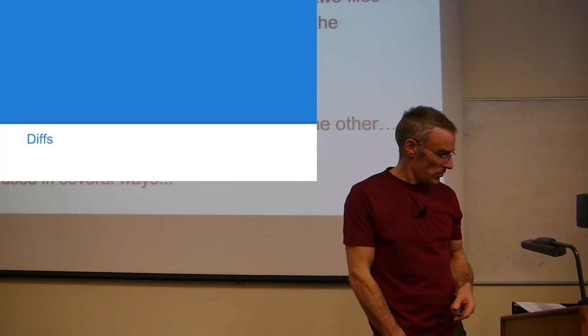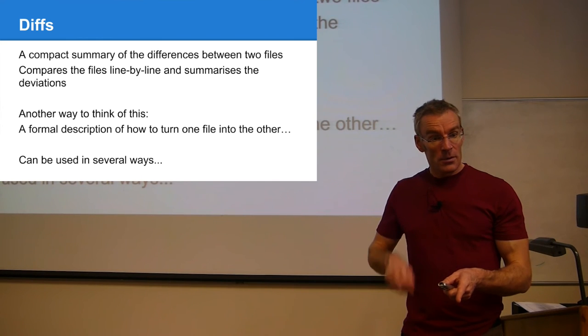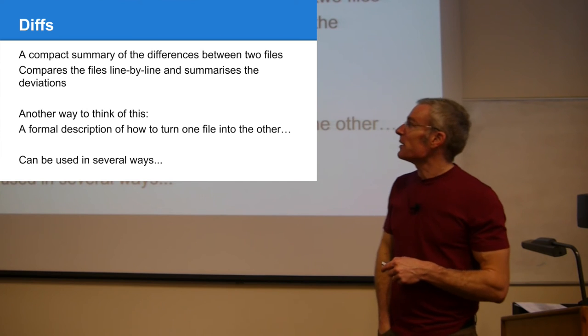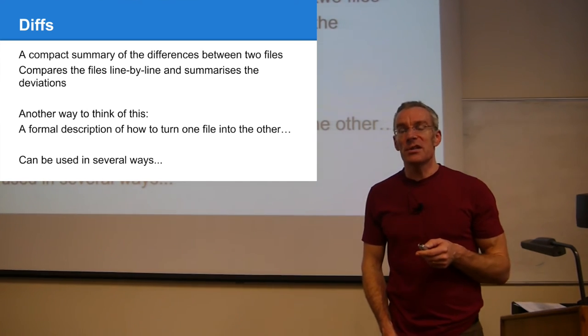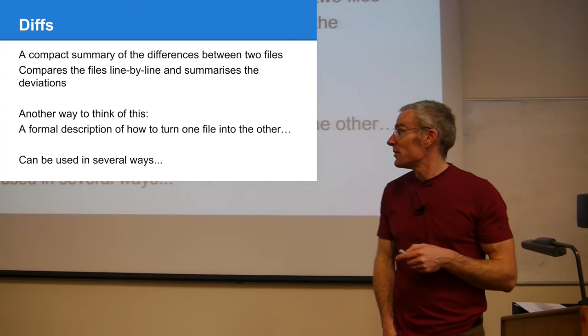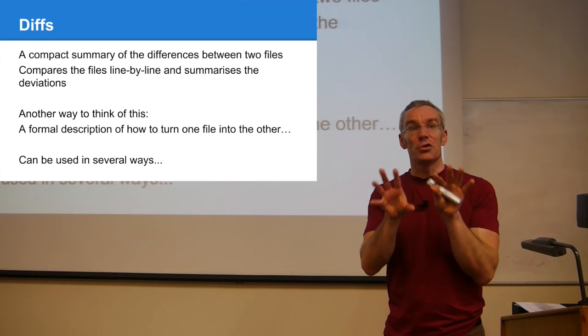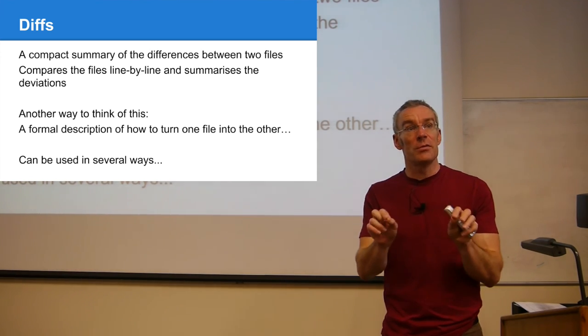Diffs. Just do a quick time check on there. We're good. Diffs, really quick, is a summary of the difference between 2 different files. That's all it does. Unix has a diff command as well. Git has a diff command. It compares 2 files or 2 versions of the same file line by line to identify any differences between them.